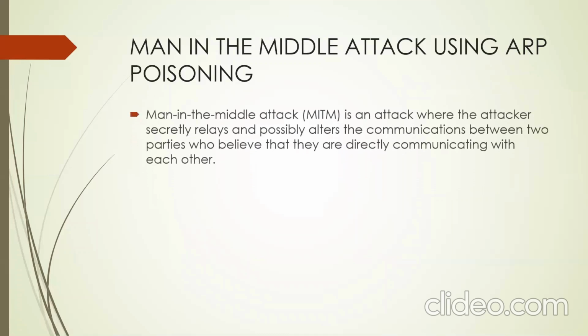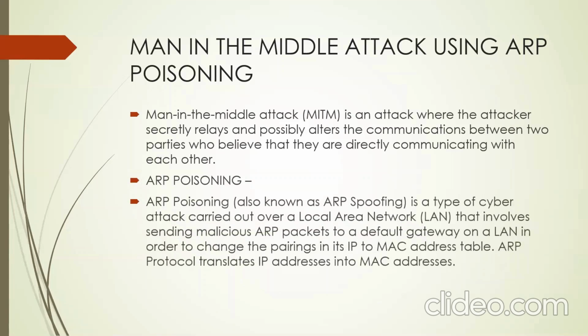Man-in-the-middle attack, or MITM in short, is an attack where the attacker secretly relays and possibly alters the communications between two parties who believe that they are directly communicating with each other. ARP poisoning, also known as ARP spoofing, is a type of cyber attack carried out over a local area network that involves sending malicious ARP packets to a default gateway on the local area network in order to change the pairings in its IP to MAC address table.